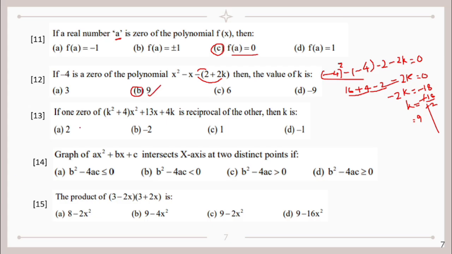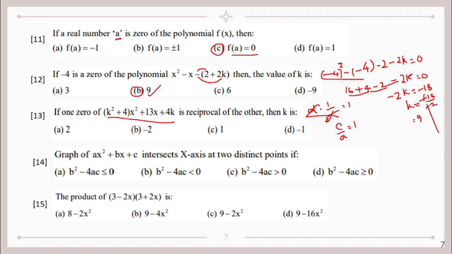Okay, then 13th question. If one of the zeros of this equation is reciprocal of the other, find the value of k. Always when you say one is reciprocal of the other, that means the product of the zeros is, one zero is alpha into another zero is 1 by alpha. Right? So alpha into 1 by alpha is getting cancelled. You will get answer 1. The product of zeros is 1. What is the product of zeros? C by A. C by A will be 1 for the equation where the zeros are reciprocal to one another.